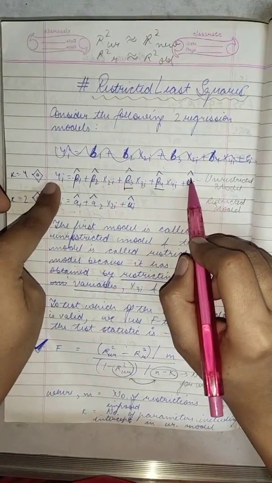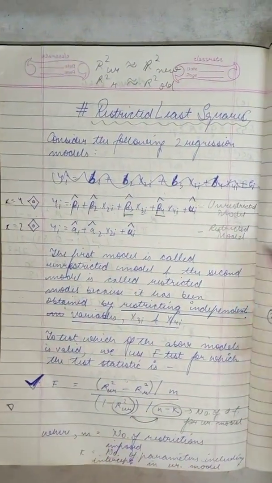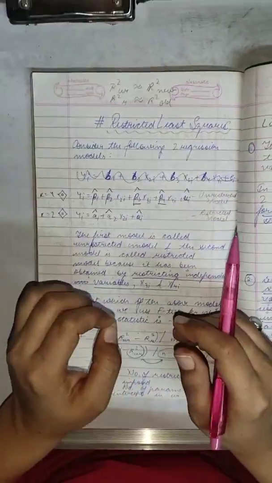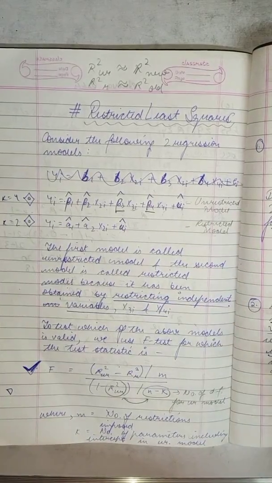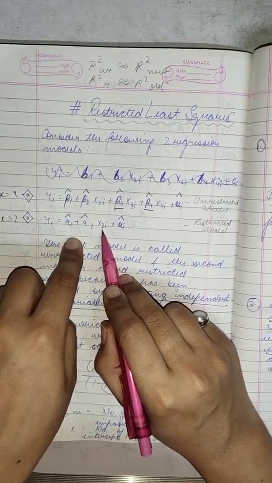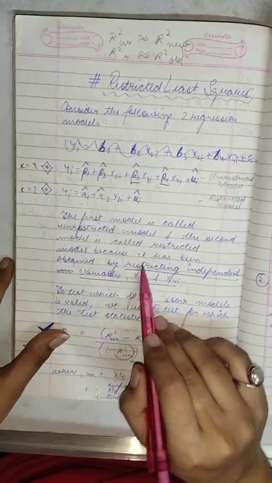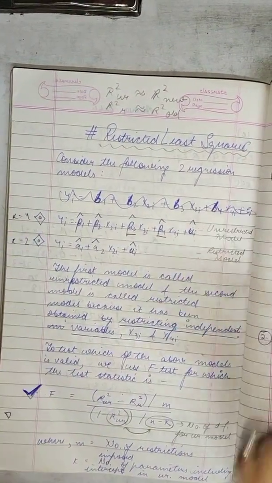In other words, the big model, or the model with more independent variables, is called an unrestricted model, and the model with a lesser number of independent variables is known as a restricted model. What is the restriction? The restriction is that I have not taken x3 and x4. Simple. I am saying there is no need of x3 and x4 and therefore I am restricting them in my restricted model. Now, the first model is called the unrestricted model. The second is called the restricted model because it has been obtained by restricting independent variables x3i and x4i.